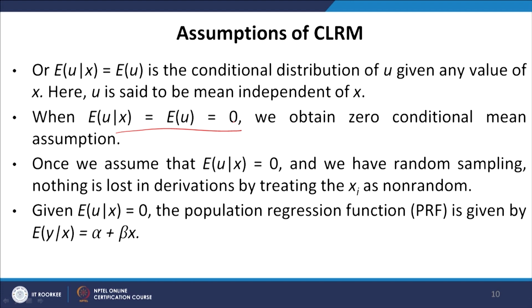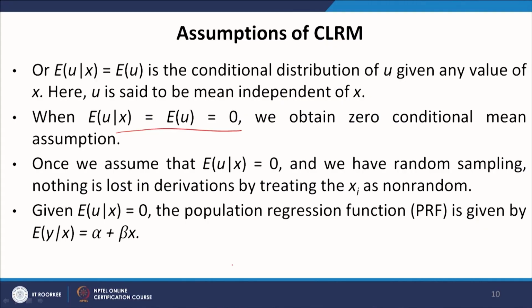Once we assume that expected value of U given x is equal to 0 and we have random sampling, nothing is lost in derivation by treating the xi's as non-random. So, even if I go for fixed regressor in repeated samples, we do not lose much, because we have already made a sufficiently strong assumption that the Uts are independent of any value of x. So, you keep x fixed in repeated samples, you keep on changing x in repeated samples, that is no way going to impact the values of Ut, or rather the expected values of Ut.